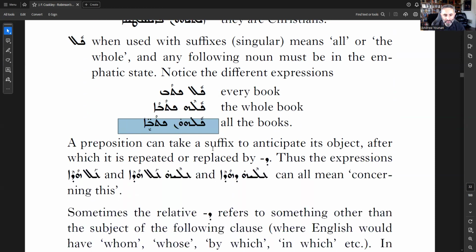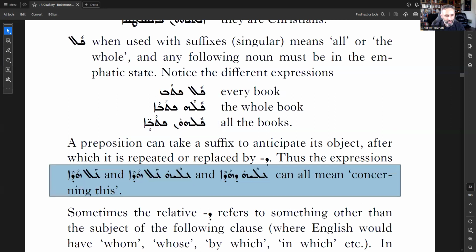A preposition can take a suffix to anticipate its object, after which it is repeated or replaced by della. So the expressions al-hade and aleh al-hade and aleh id-hade can all mean concerning this, about this. Yeah, that's fine. Just different ways to say the same thing.